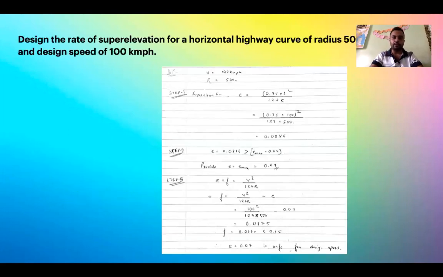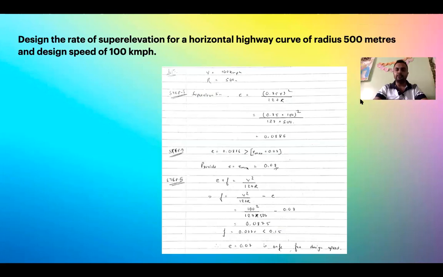So now there is a problem where you have to calculate the super elevation of a horizontal highway curve having a radius of 500 meters and design speed of 100 kilometers per hour. So in this particular problem, you can calculate the value of super elevation using the steps already mentioned. Step 1, calculate the value of e using 0.75 V whole square divided by 127 R. You see that you will obtain the value of e as 0.0886, which is greater than 0.07. So you have to move to the next steps.